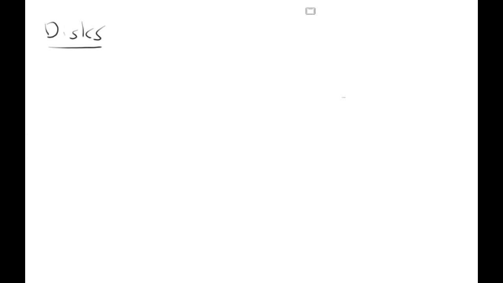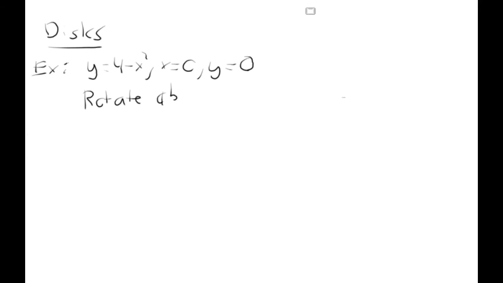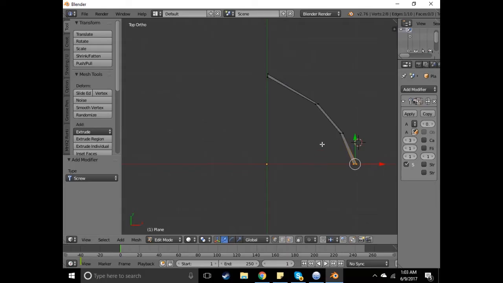So this method, here's the example. It's y equals 4 minus x squared, bounded by x equals 0 and y equal to 0. And we're going to rotate that around the x-axis, or rotate about the x-axis. Okay, so what does that look like?